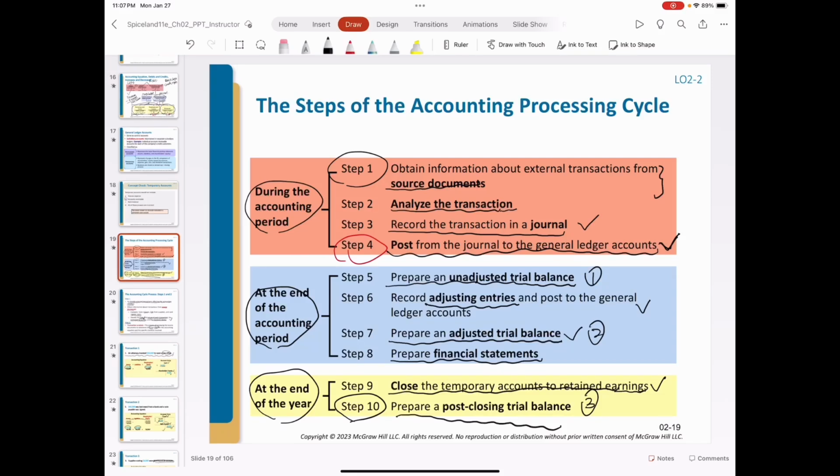Okay, now I will introduce step 3, journal entry. Record the transaction in a journal. This is also called journalization. Basically, following the transaction analysis, we use a standardized journal entry to record this transaction in a journal.